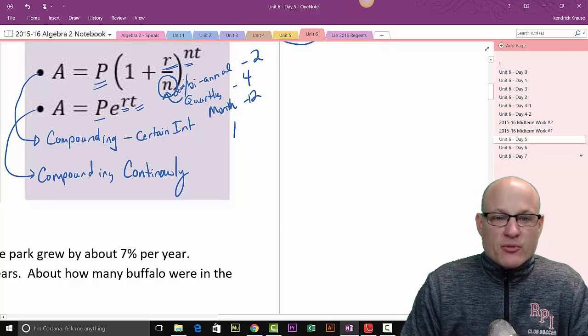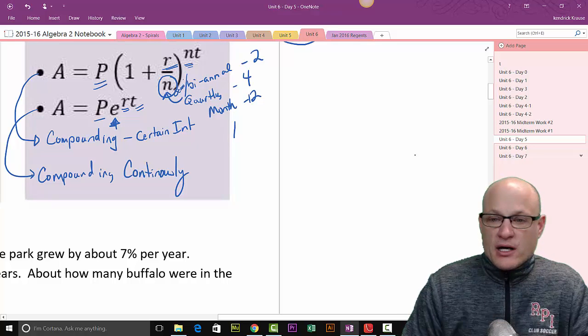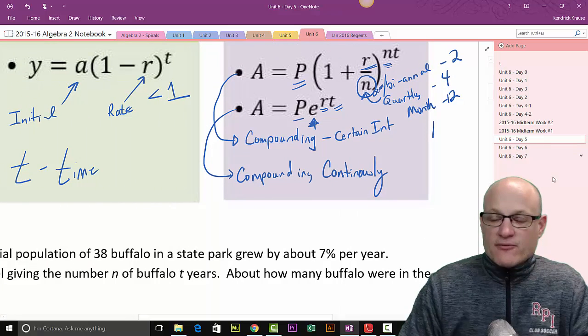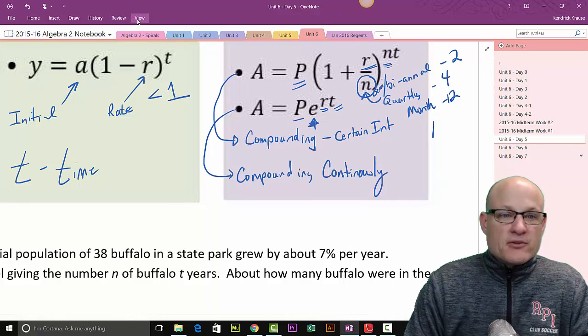And N is the number of increments we're compounding. In this case, it's compounding continuously, so we use this formula with the natural base e. All right, so let's see if I can figure out how to make this make more sense for you.